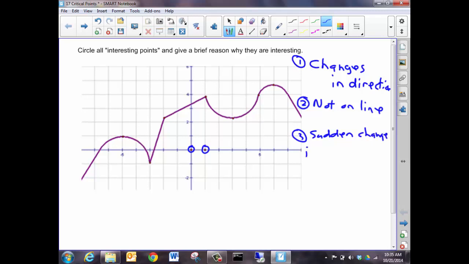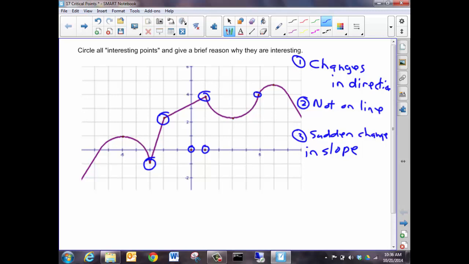Sudden changes in slope. Okay, so give me the x-coordinate of a point that qualifies as interesting then. -3. 1, 2, -3. Okay, so that's an interesting point. Give me some other interesting points. Terry, you got an interesting point for me? -2. Okay. Anybody got another one for me? Nick, you got any interesting points for me? 1. Okay. Any other interesting points according to these definitions or your own? 5.